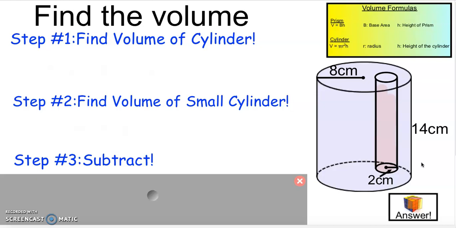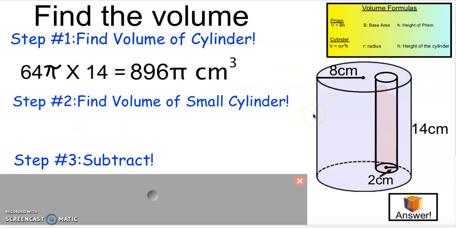So first thing I want to do is find the volume of the regular cylinder. My radius is 8, so 8 squared is going to be 64. So 64 pi is going to be the area of my base. And then I'm going to multiply that times 14 for my height to get the actual volume of the entire cylinder. And that's 896 pi cubic centimeters.